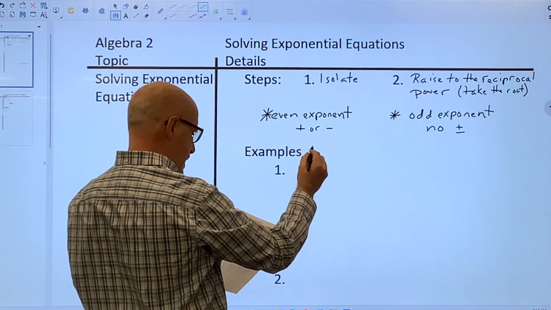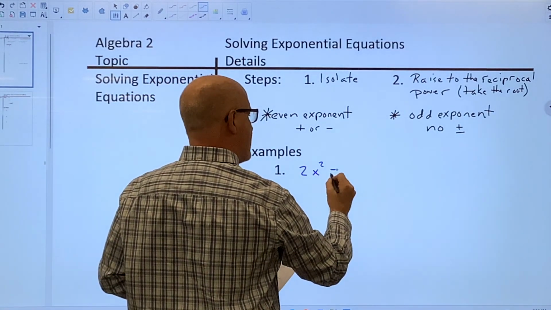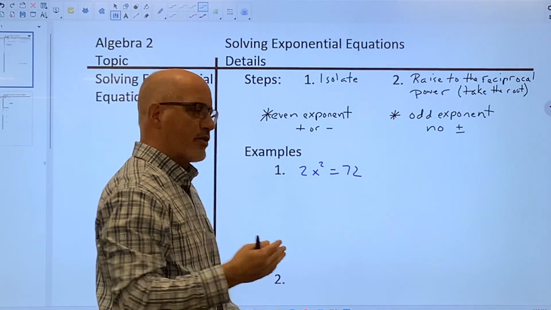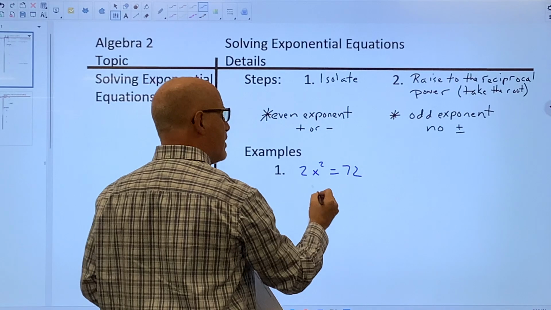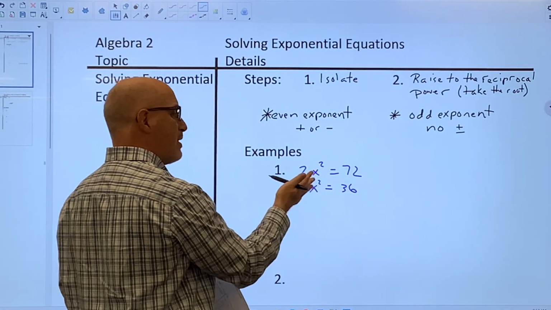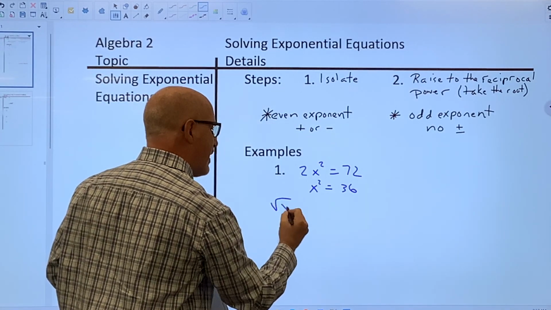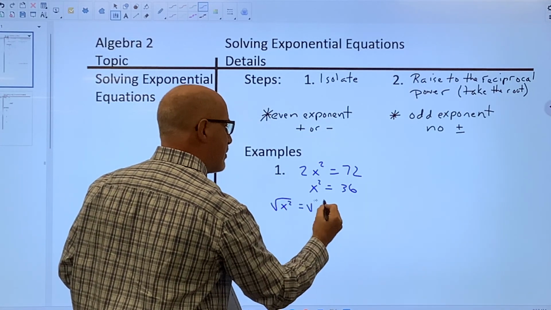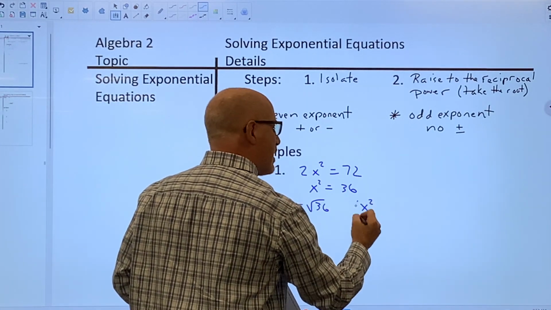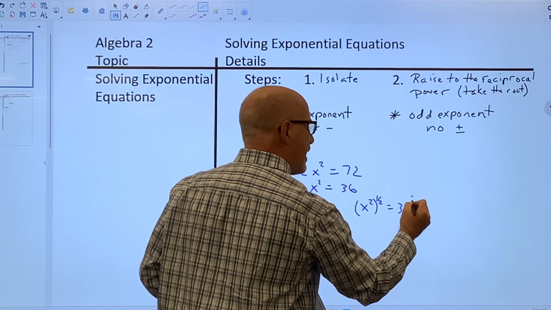Let's do 3. I'm going to do 2x squared equals 72. Let's solve this. So isolate the x term first. So let's divide both sides by 2. Dividing by 2 gives you x squared equals 36. Now the next step, you have a variety. You can either do the square root of x squared equals the square root of 36, or the other way to do it is x squared to the 1/2 power equals 36 to the 1/2 power.